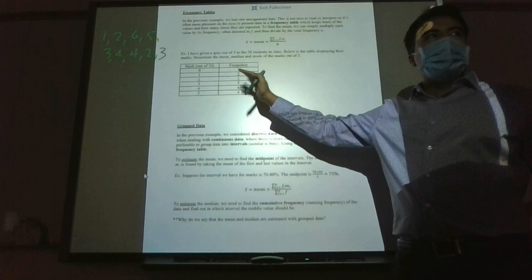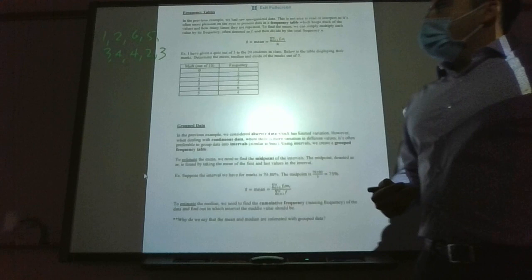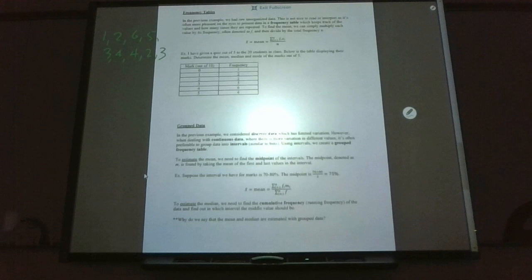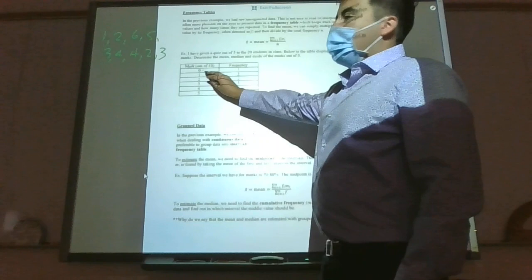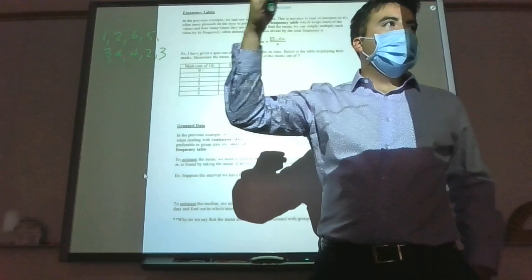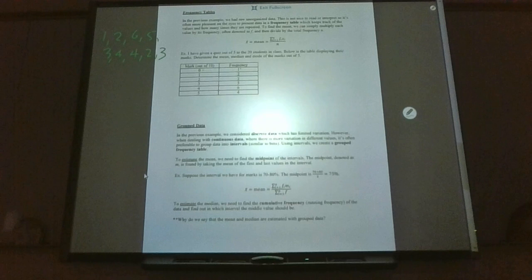So what we do in a frequency table, we can still calculate the mean, but because it's written in a table instead of written in a list, it makes it a bit easier, in my opinion, to calculate the mean. So to calculate the mean, all we're really doing is multiplying each of the values by their frequency. So you take the number of values that you have and you multiply by how many times it occurs. And why are we multiplying? Why are we doing that for the frequency?